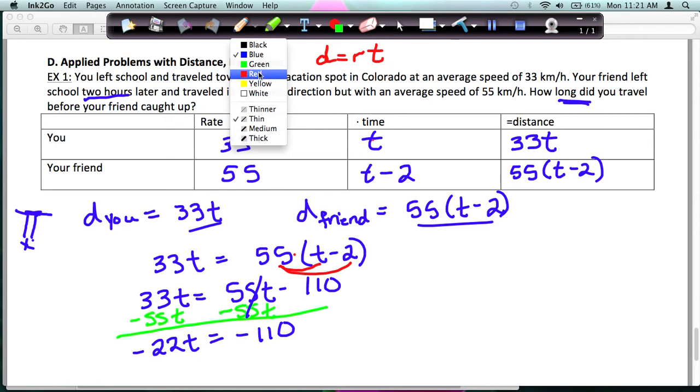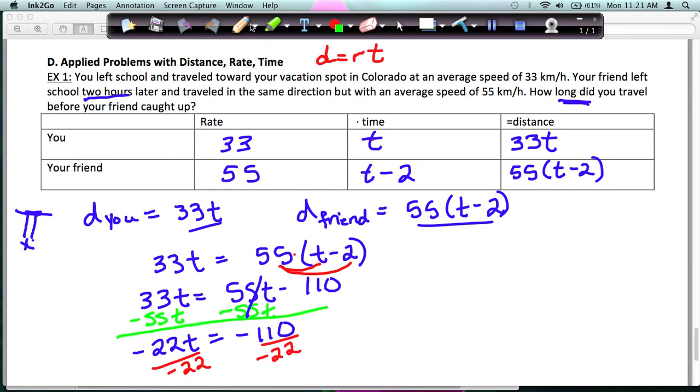Okay, the last thing I want to do here is get t by itself, so I'm going to divide both sides by negative 22. And when you do that, you get t equals 5. And you should have a positive answer because we're talking about time here. We never say I'm negative 5 miles away from you or negative 5 hours. So this should be a positive 5.